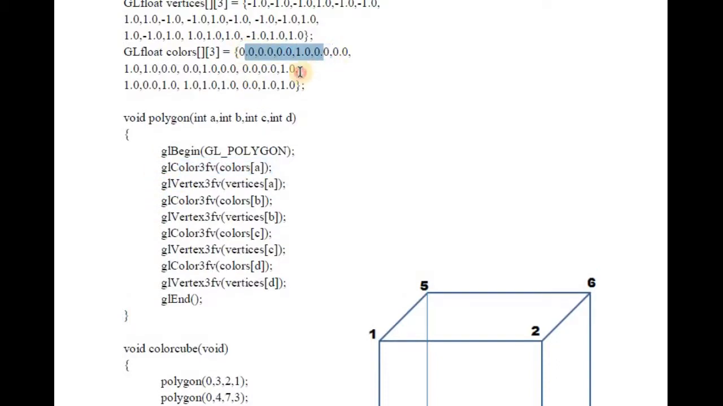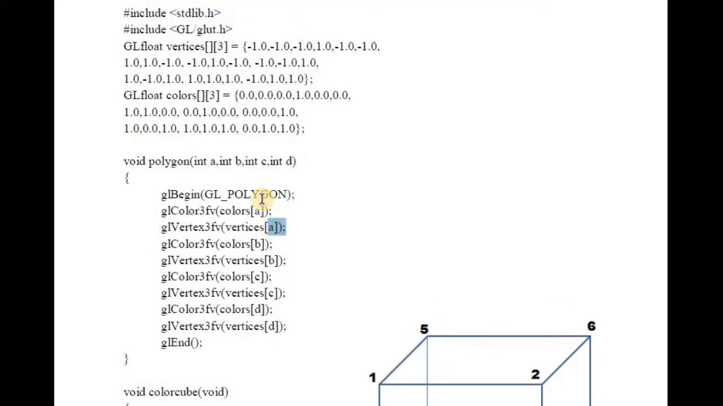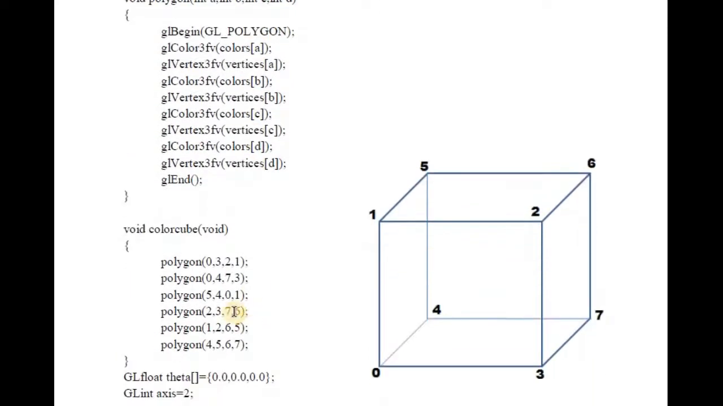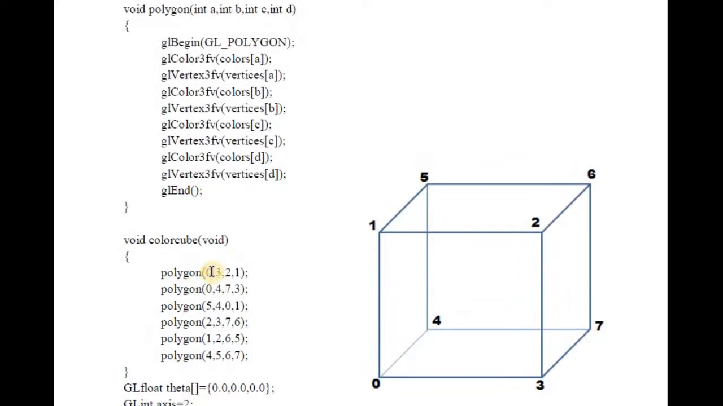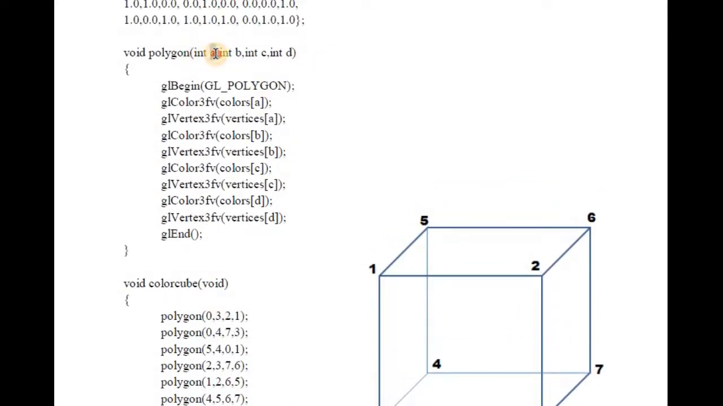So for every vertex there is one color value that has been given over here. Before drawing a face, you would go for a color. So vertices of a will have three values, these three values over here.